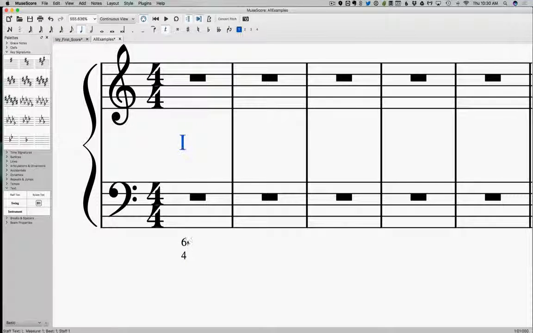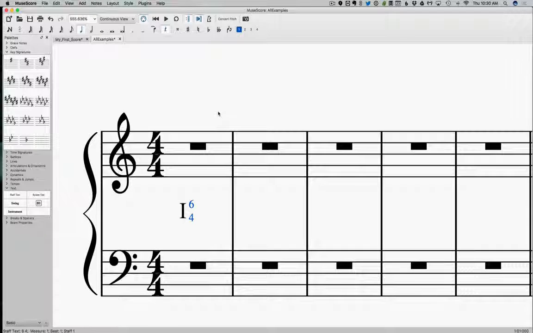Okay, let's actually go up here. Let's just do this on one staff just to keep it kind of simple. Okay, so we're going to talk about triads first. So triads can be ordered 3 different ways without changing any notes.